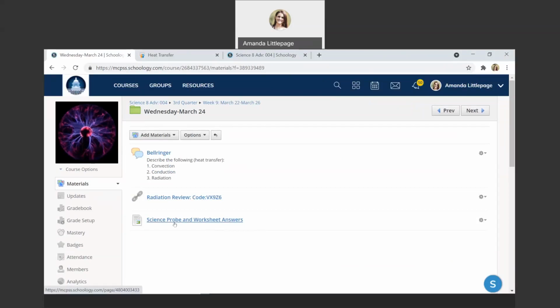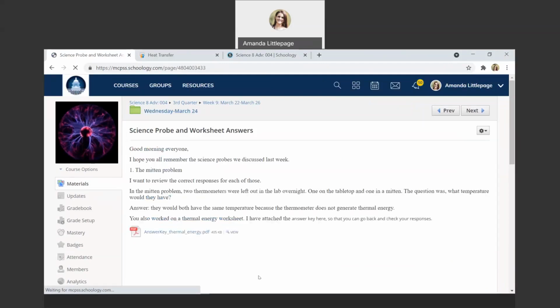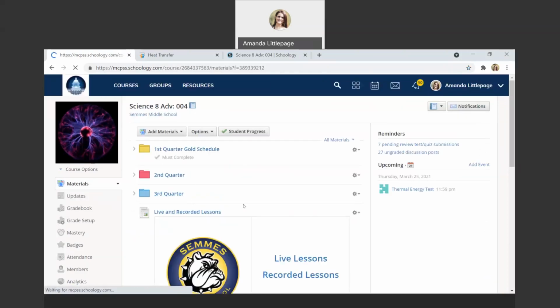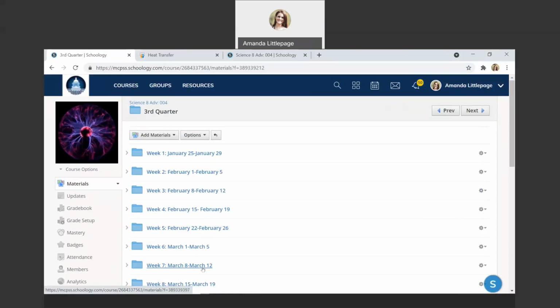Now, this last segment is just a brief explanation of the science probe that we looked at earlier in the week and answers to the worksheet that you were assigned last week. The mitten problem was posted sometime last week. So I'm going to actually pull that up really quickly. I'm going to go back into last week's folder.